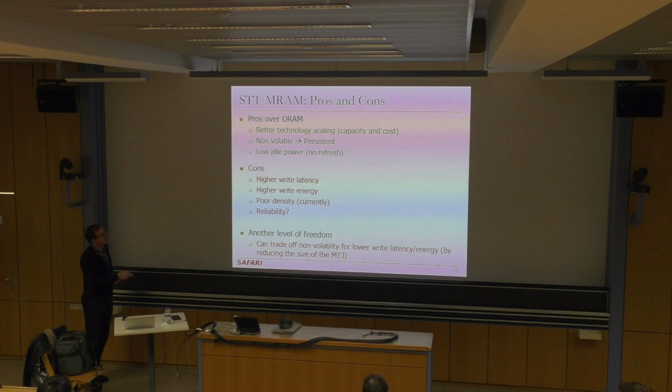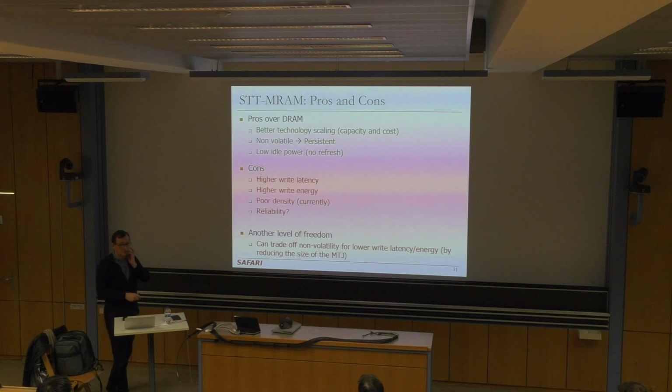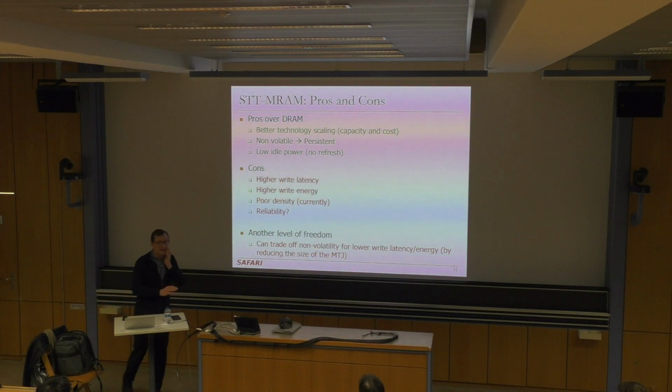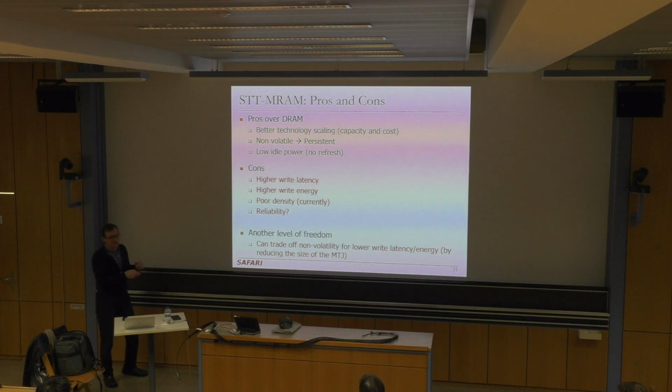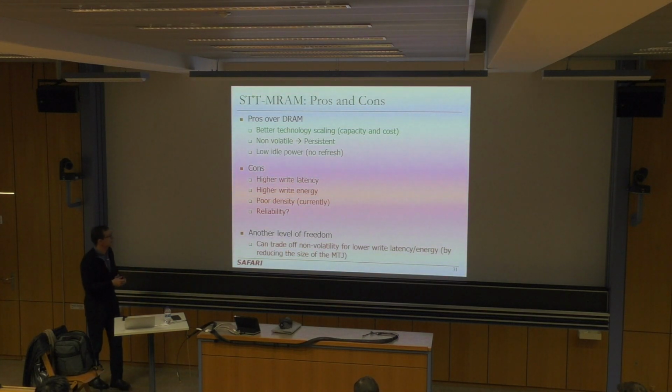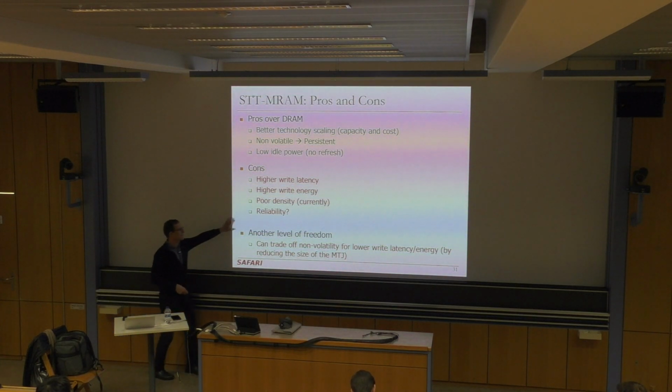Basically, you get higher write latency than DRAM, higher write energy, but read latency and read energy are actually good. It can be comparable to DRAM, and it can be comparable to SRAM actually. You can optimize it. Unfortunately, this con is bad right now. You get very poor density currently because of the cell size today. And we need to figure out how to reduce the cell size. And there are reliability issues just like any other memory technology.